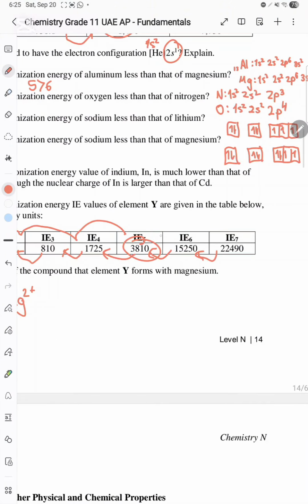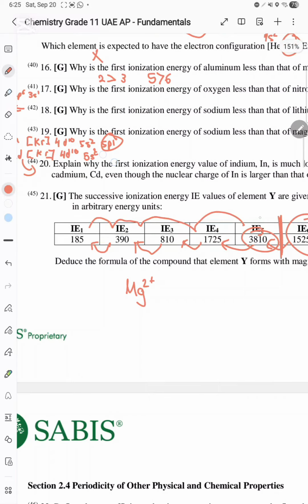So we know that up to IE5 these must be valence electrons, because if you're taking away a valence electron, it isn't supposed to have that much charge. But if you're taking away from the core electrons, it's going to have a big jump. So if it's fine till IE5, it means it has 5 valence electrons, making it group 5. Anything in group 5 is going to be Y3 minus.